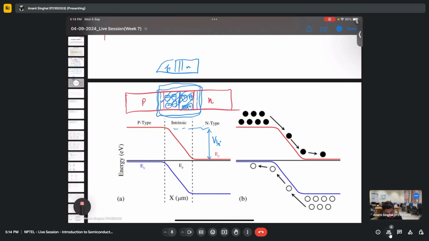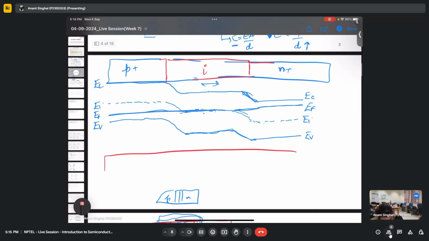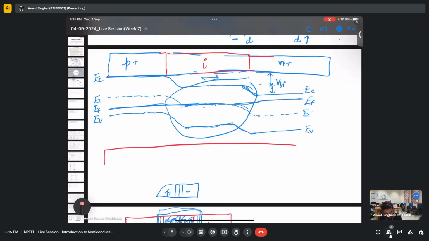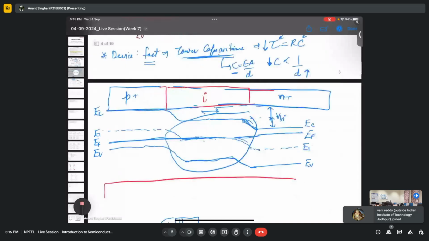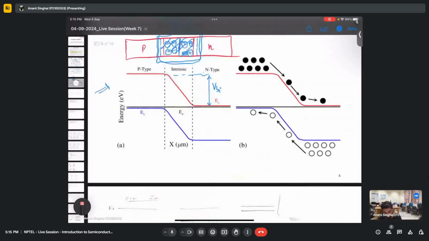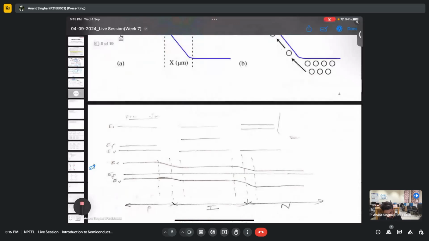But ultimately, this is the built-in potential. The total built-in potential will be this for this particular case. So we do have an increase in the built-in potential because of this intrinsic region. But the characteristics will look similar to the PN junction if I take a very small width of this intrinsic region. So does it make sense to everyone? Both the answers will be correct. One of the students sent me this, and one of the students sent me this. So both will be correct.